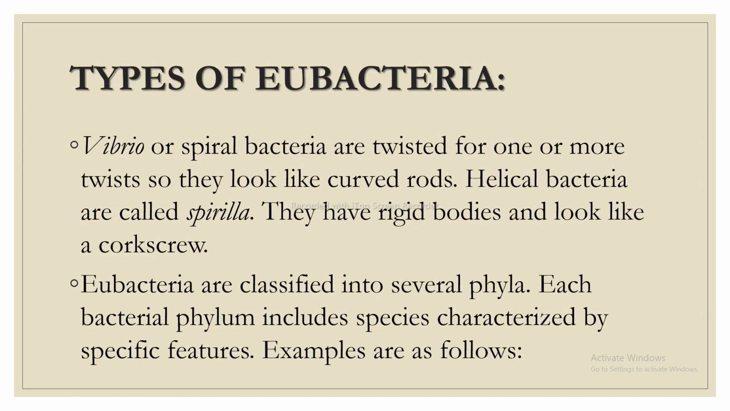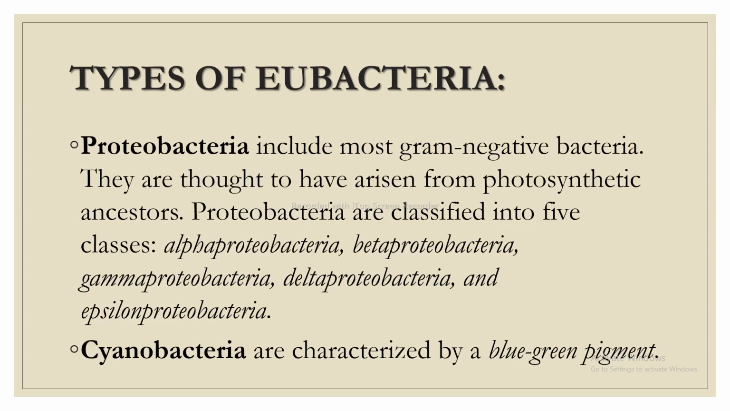Each bacterial phylum includes species characterized by specific features. Examples are as follows. So first is Proteobacteria. That include the most gram-negative bacteria. They are thought to have arisen from photosynthetic ancestors. Proteobacteria are classified into 5 classes, and these are alpha Proteobacteria, beta Proteobacteria, gamma Proteobacteria, delta Proteobacteria, and epsilon Proteobacteria.